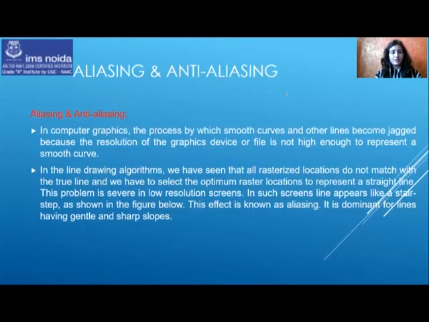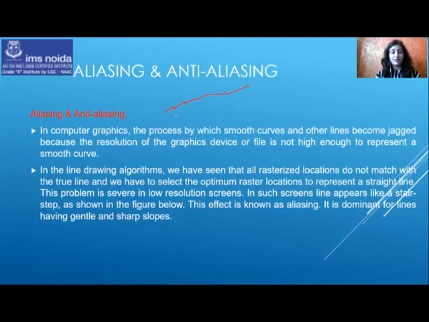The next very important topic is called the aliasing and anti-aliasing technique. What do we mean by aliasing and anti-aliasing? Suppose these are the pixels, and we want to draw some lines with the help of these pixels. Sometimes there are jagged images. When we try to draw a smooth line with the help of these pixels, the smooth line doesn't come.